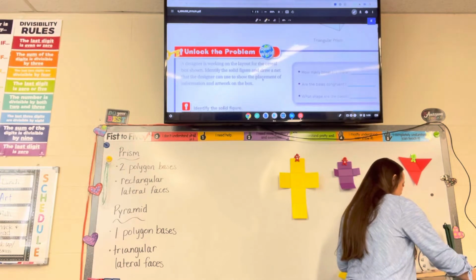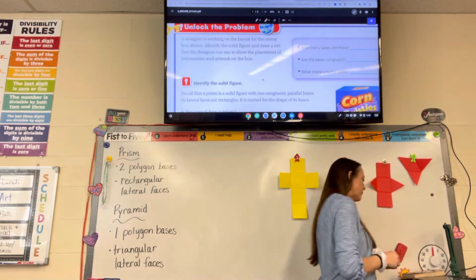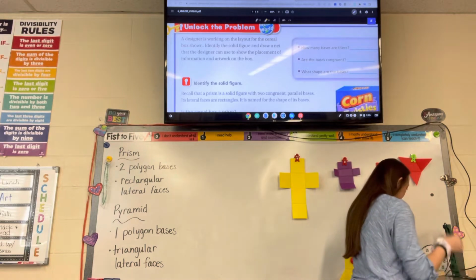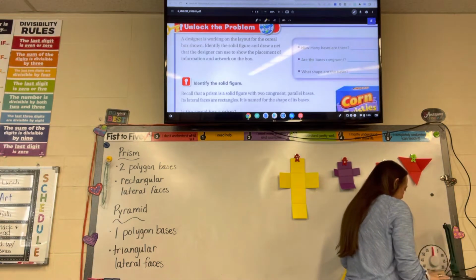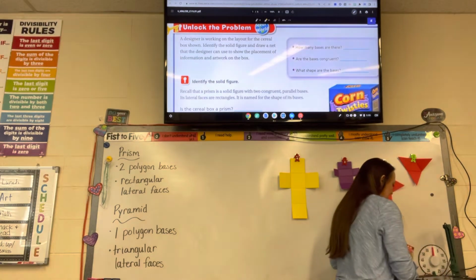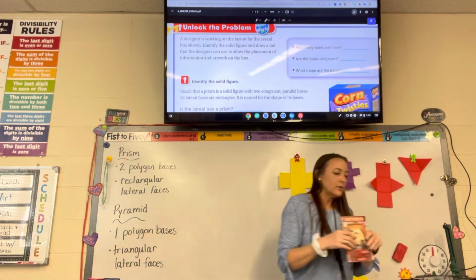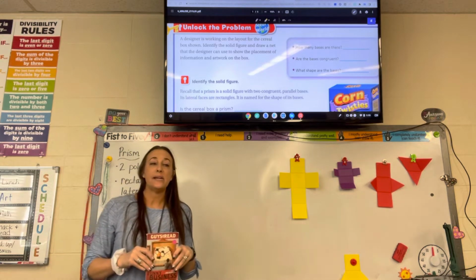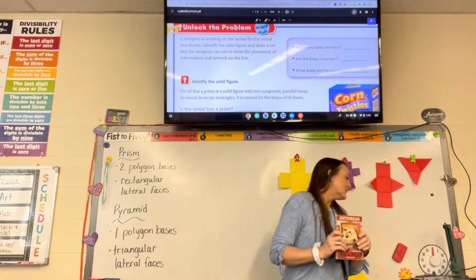A designer is working on the layout for the cereal box shown. Identify the solid figure and draw a net that the designer can use to show the placement of information and artwork. So we're going to use this as an example because I don't have a cereal box handy. We're going to use this.